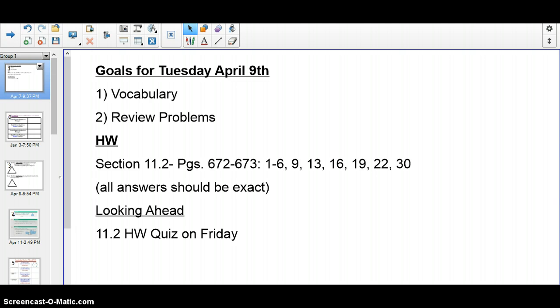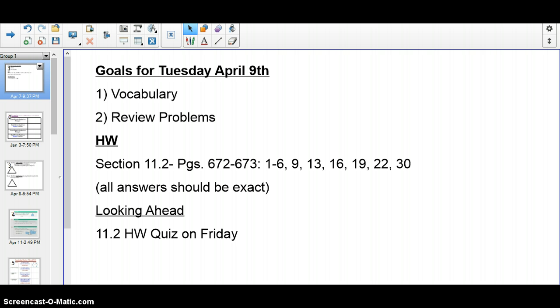So you should have in front of you the notes for section 11.2, and then you should also have your vocabulary out. We're going to have some time for vocabulary. You do have homework tonight. It's out of the book. It is on Moodle. You will have time in class to work on it, so you should be able to get it done in class.